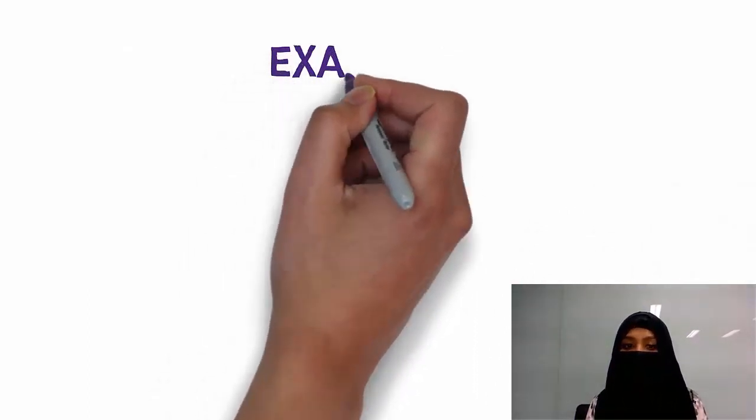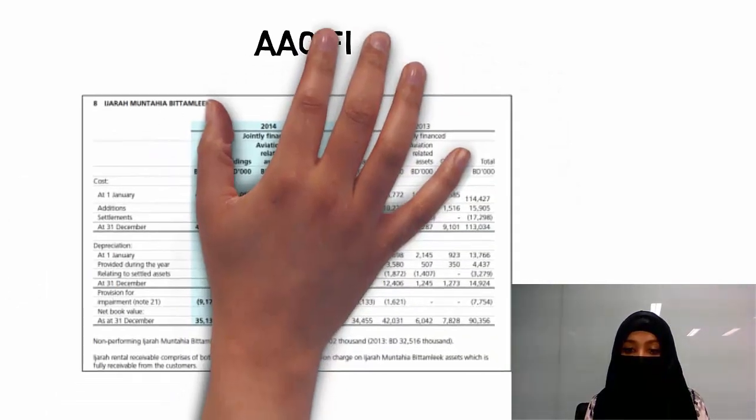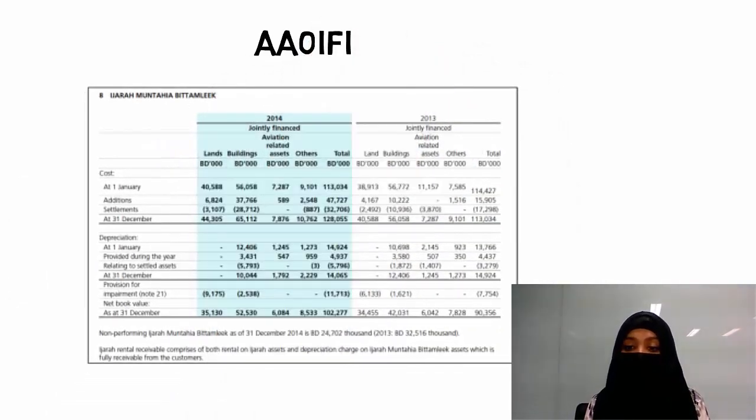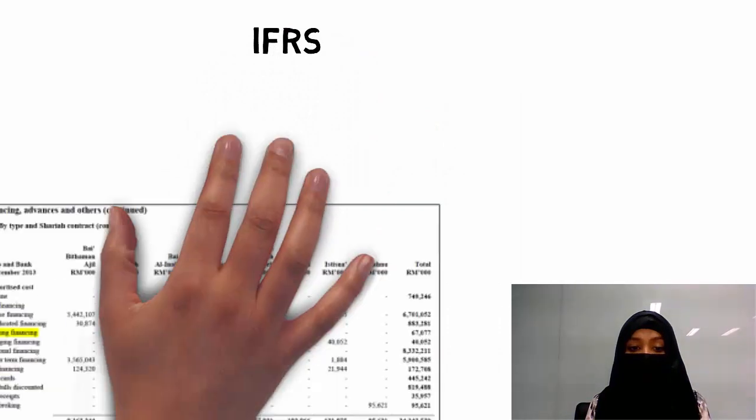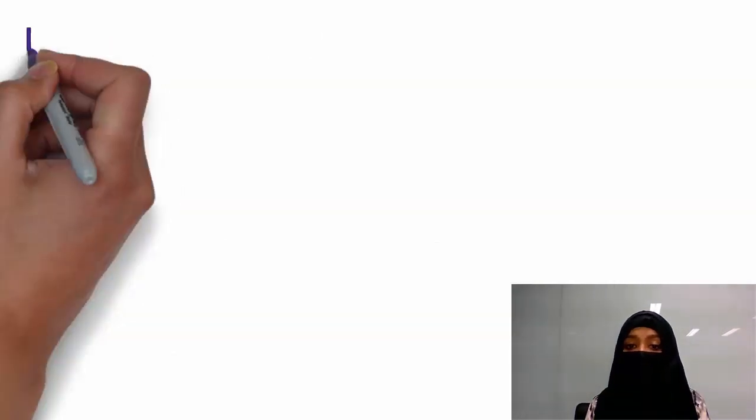So you can see this example. Under the AAOIFI regime, the asset is owned by the IFI in line with the spirit of the Sharia. It is recorded at cost and depreciated over the life of the asset, and provisions are also made for impairments. Whereas in this example, you can see that under the IFRS regime, the Ijarah asset is recorded under financing and receivables, which shows that the IFI does not treat it as its own asset.